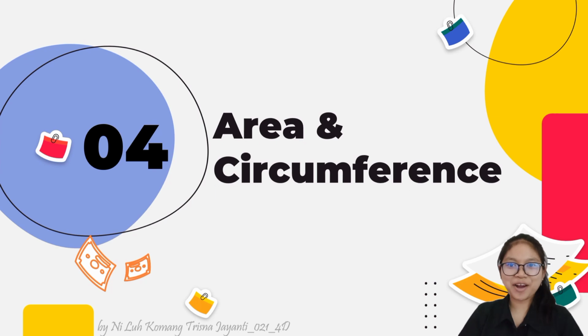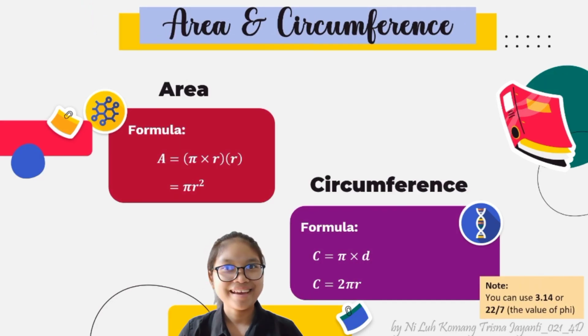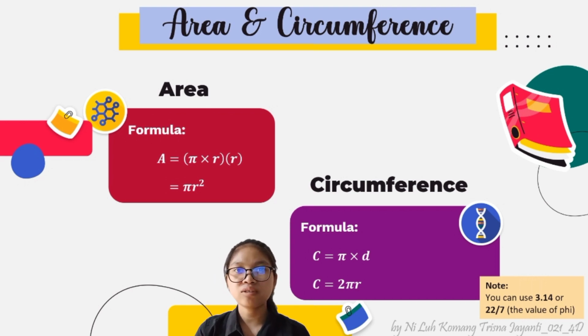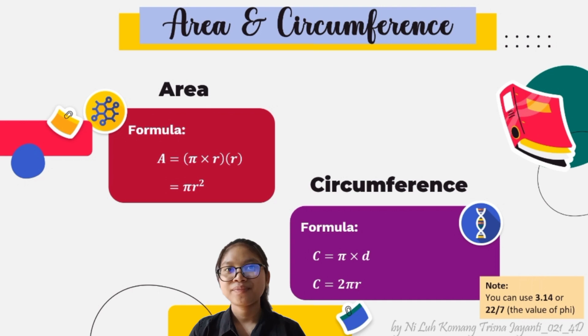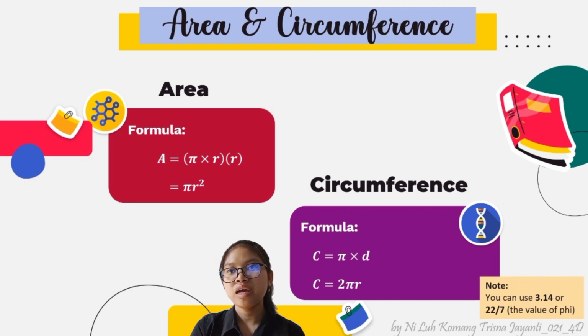Now, I will explain about the area and circumference. What do you know about area? Correct. The area of a circle is the amount of space occupied by the circle. The circle formula for finding the area can be seen on the slide. So the formula is A equals pi r squared, where A is area of a circle, pi has the value of 3.14 or 22/7, and r is the radius of a circle.